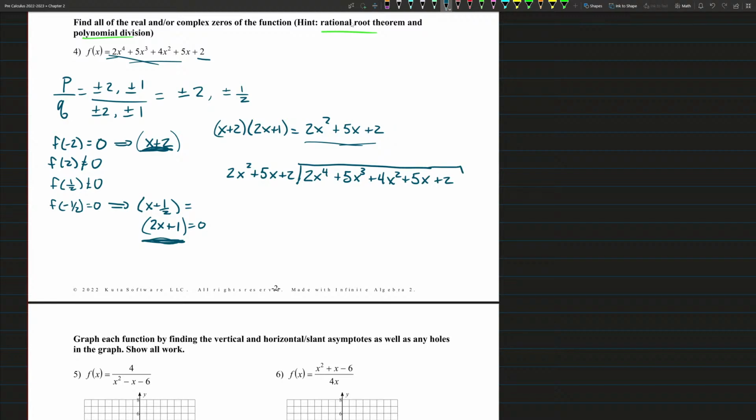Okay, so now we're doing long division. I'll do this in different colors. How many times does 2x squared go into 2x to the 4th? That's 2x squared. So that gives us 2x to the 4th plus 10x cubed plus 4x squared. We're subtracting all of this. So we get negative 5x cubed plus 0x squared. Bring down the 5. And we rinse and repeat. And of course, this isn't going to go in well.